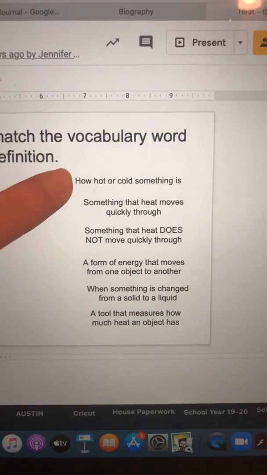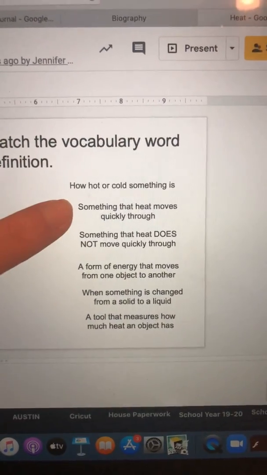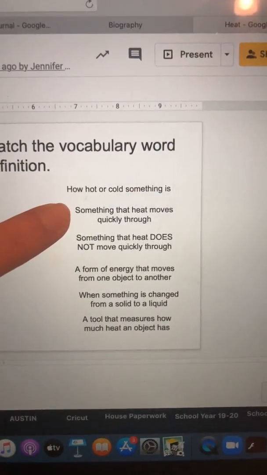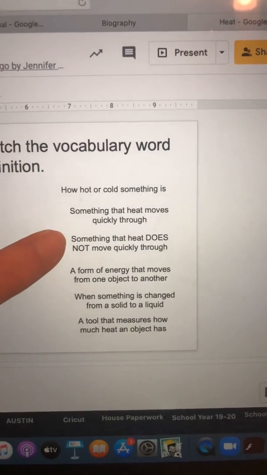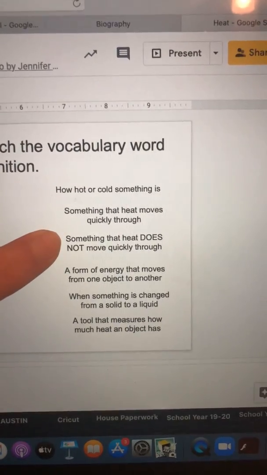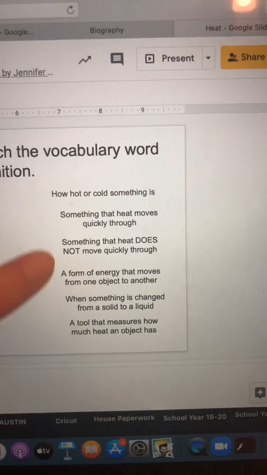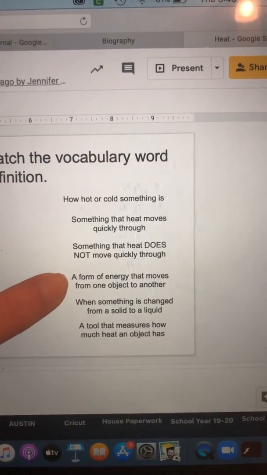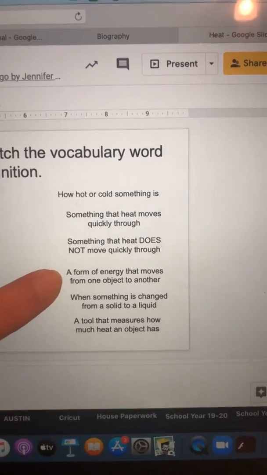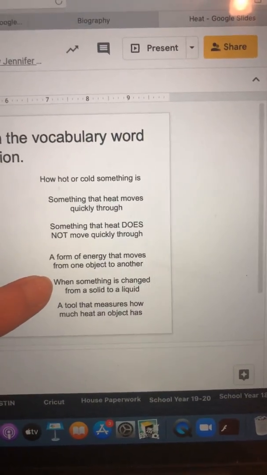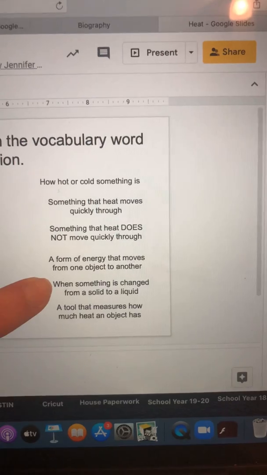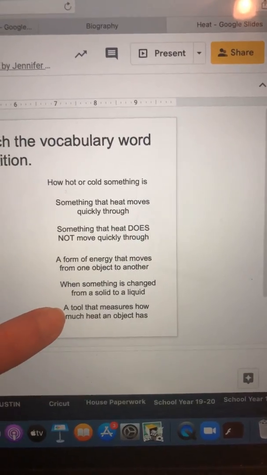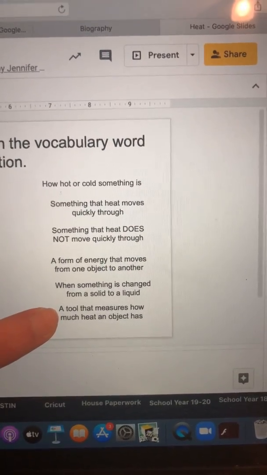How hot or cold something is. Something that heat moves quickly through. Something that heat does not move quickly through. A form of energy that moves from one object to another. When something is changed from a solid to a liquid. A tool that measures how much heat an object has.